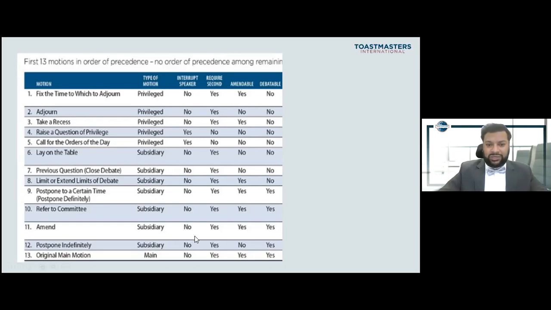Here is the subsidiary motion, which you see as number 12 on the screen. As we go higher, so does the rank of the motions, as you see in the chart. The number one ranked motion is to fix the time to which to adjourn the meeting. So each motion here has its own rank. The higher the rank, the more powerful it is. So we are going to start with the class of subsidiary motions.